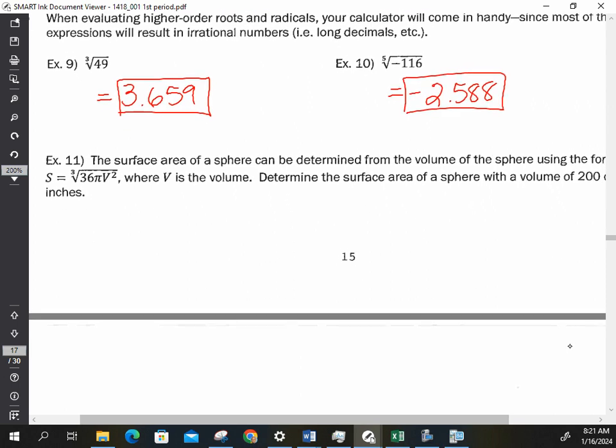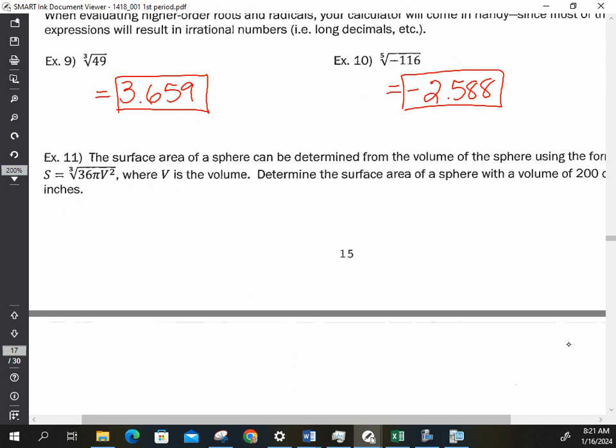All right, and last one, problem 11. The surface area of a sphere can be determined from the volume of the sphere using the formula S equals the cube root of 36 pi V squared. V is the volume. Determine the surface area of a sphere with a volume of 200 cubic inches. So they're telling you in the problem that V is equal to 200. So more or less some basic plug and chug. 36 pi times 200 squared.